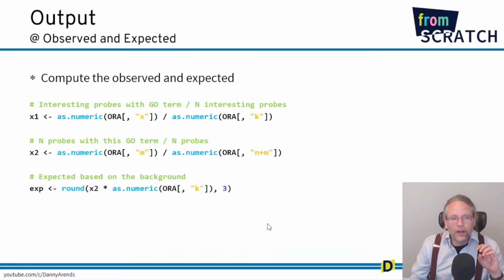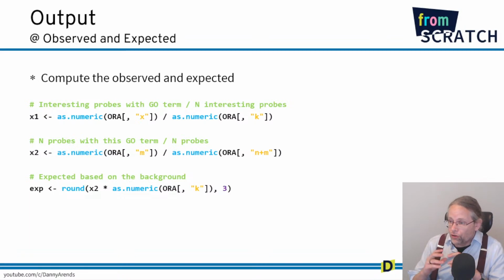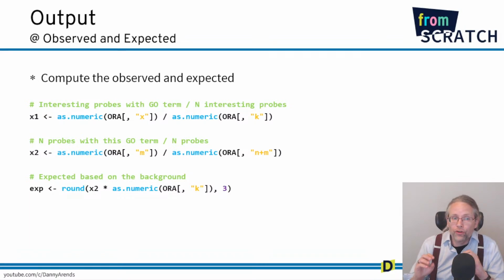So let's format the output table, because generally people think in terms of observed and expected values, right? So we have X1. X1 is, of course, the interesting probes with the GO term divided by the number of interesting probes, so the number of probes in our set. And then here we have the background ratio. So this is the foreground ratio, and the background ratio: all of the probes that have this term, divided by the universe.